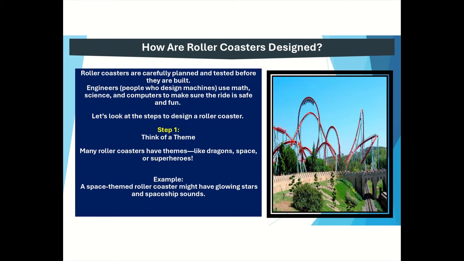How are roller coasters designed? Roller coasters are carefully planned and tested before they are built. Engineers, people who design machines, use math, science, and computers to make sure the ride is safe and fun. Let's look at the steps to design a roller coaster. Step 1. Think of a theme. Many roller coasters have themes, like dragons, space, or superheroes. Example: a space-themed roller coaster might have glowing stars and spaceship sounds.